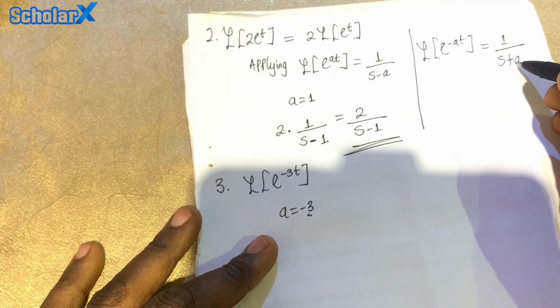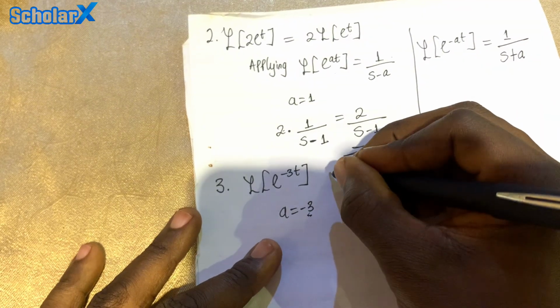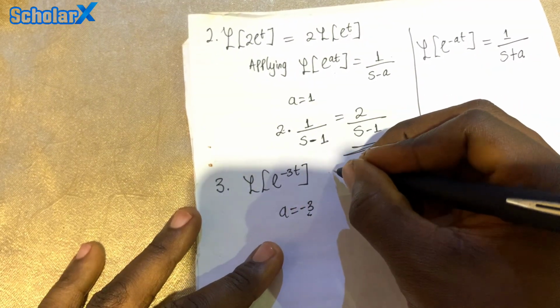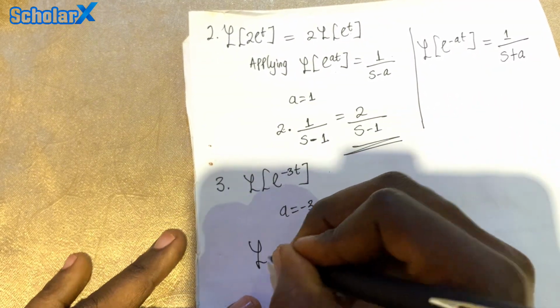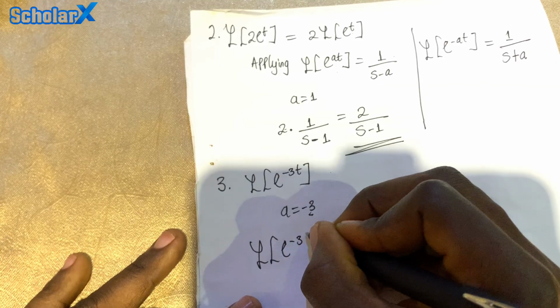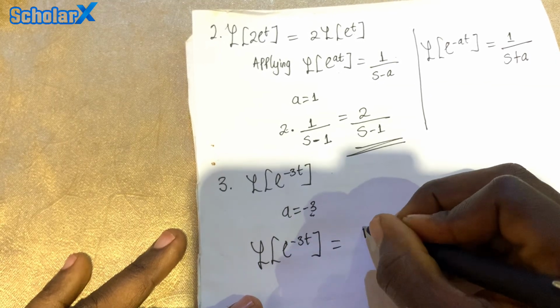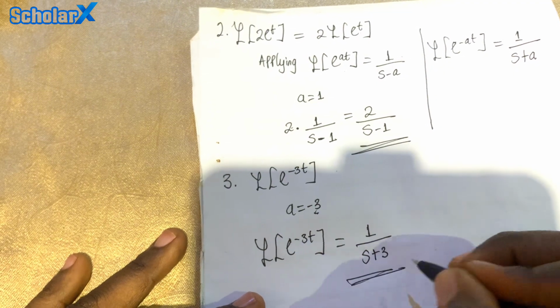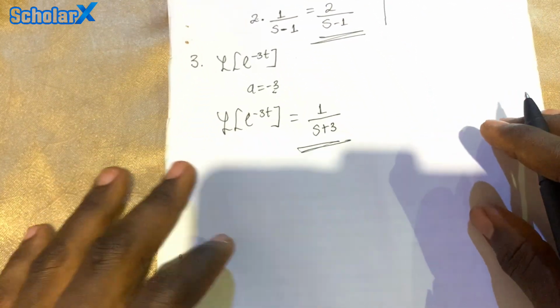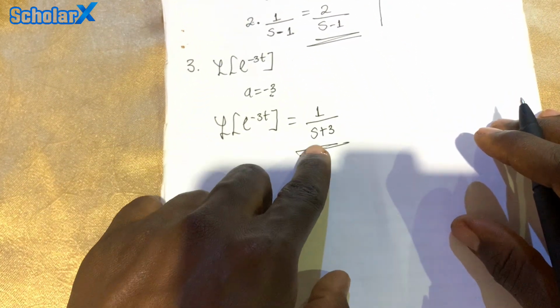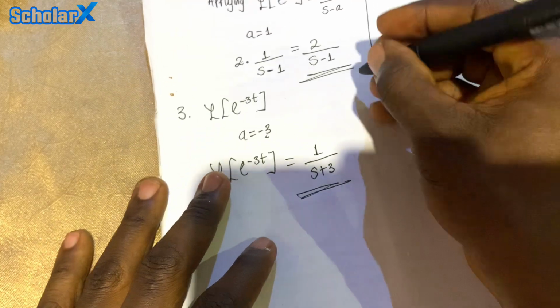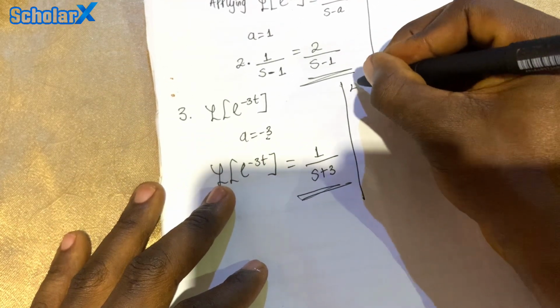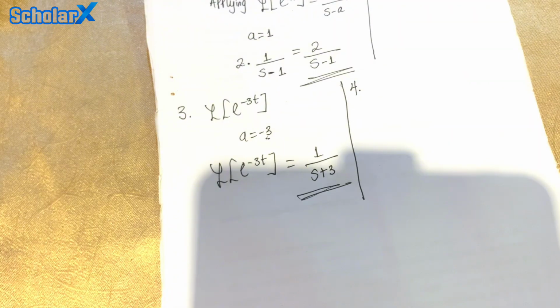So here our a is 3, and putting it here it becomes plus. So the Laplace transform of exponential minus 3t is simply going to be equal to 1 over s plus 3. This is going to be our answer. Now let's solve the fourth example.